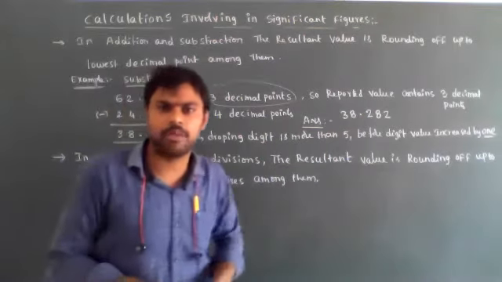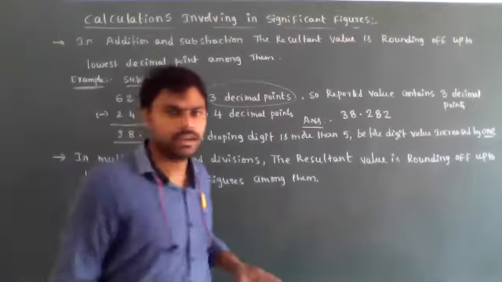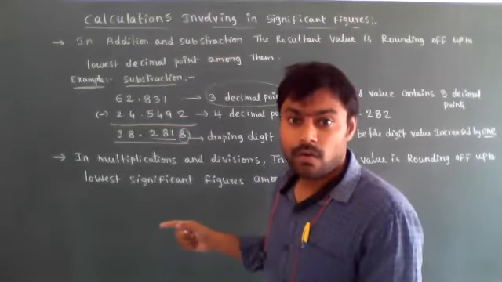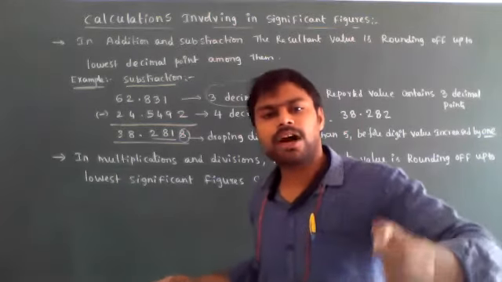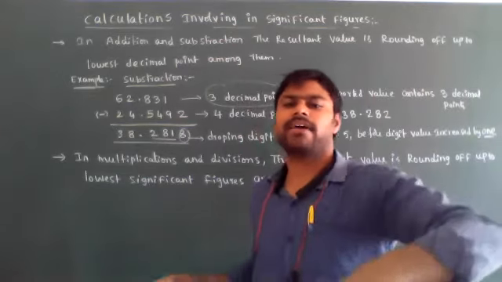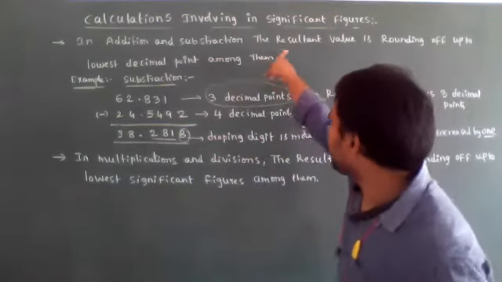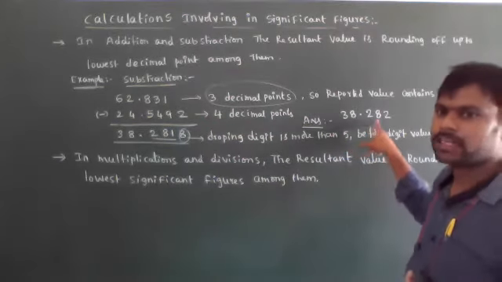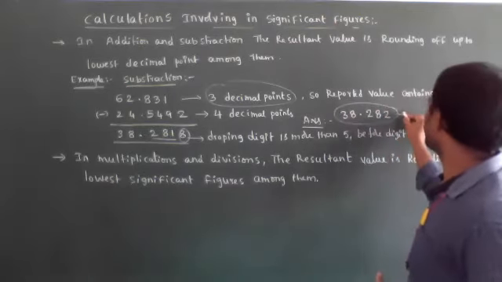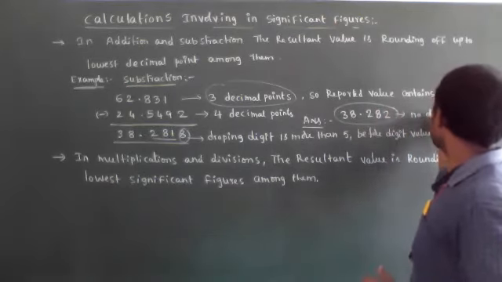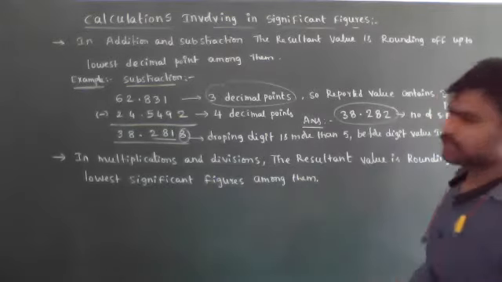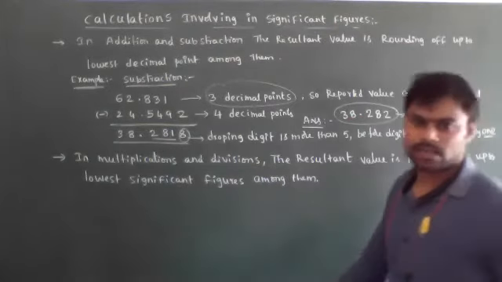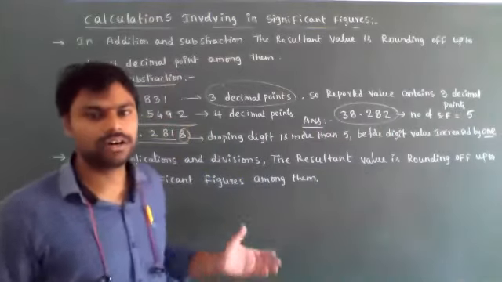Now in competitive examinations, what they are asking: they give the 2 numbers, and after subtraction, how many significant figures are present in the resultant final value? According to this rule, the resultant final value is 38.282. It contains how many significant figures? The number of significant figures is equal to 5. All are non-zero digits only.